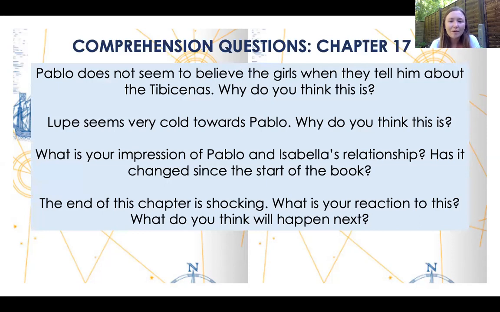What is your impression of Pablo and Isabella's relationship? Has it changed since the start of the book? Evidence again for that. There's lots of pieces of evidence that you can use there. The end of this chapter is shocking. When I read it the first time, I was quite disturbed and upset by it. What is your reaction to it? And what do you think will happen next? Again, detailed answers, please.